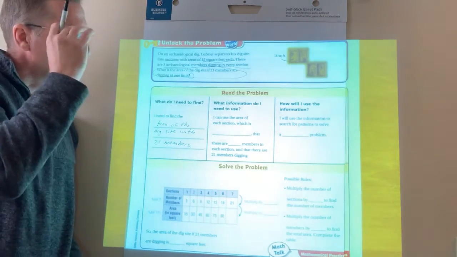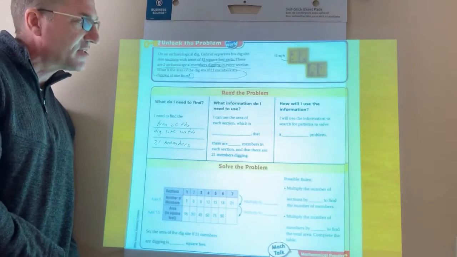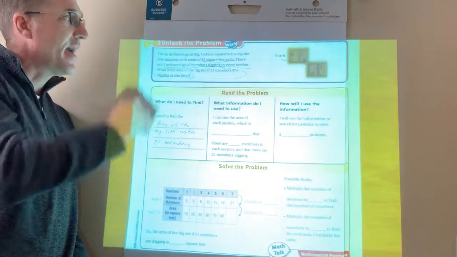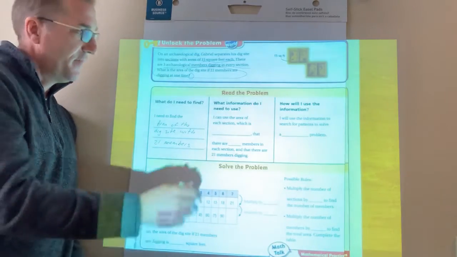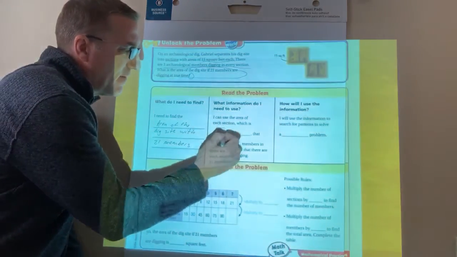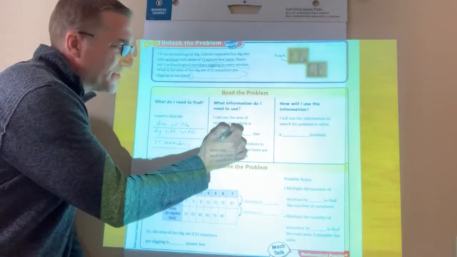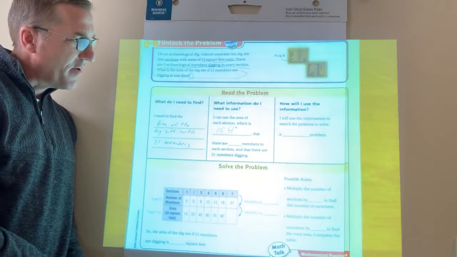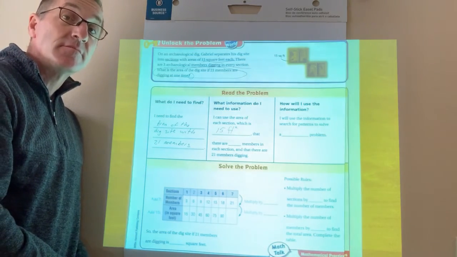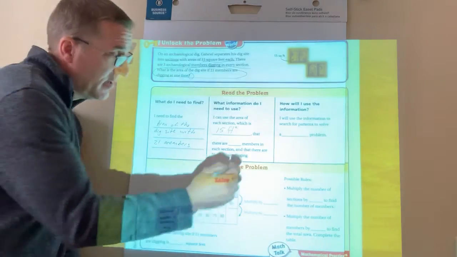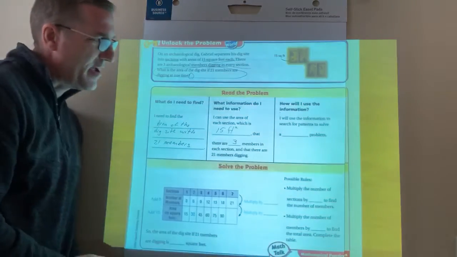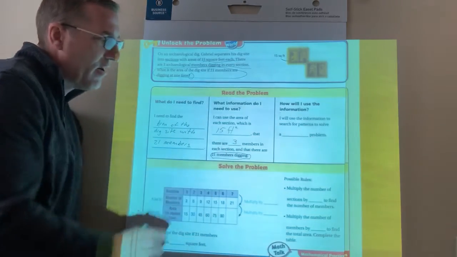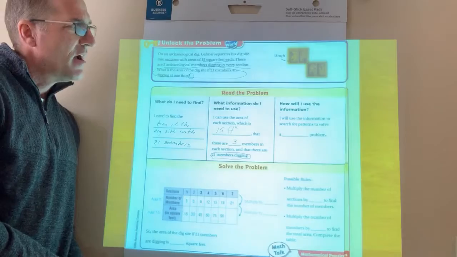Okay, so what information do I need to use? I can use the area of each section, which is, go back to the text, 15 square feet. Okay, and I'm just going to write feet squared because it's easier and quicker. That there are how many members in each? Rhymes with Shmi. That's right, 3. And that there are 21 members digging. So this is the part where we're going to have to find out how it relates to the other numbers. How will I use the information?